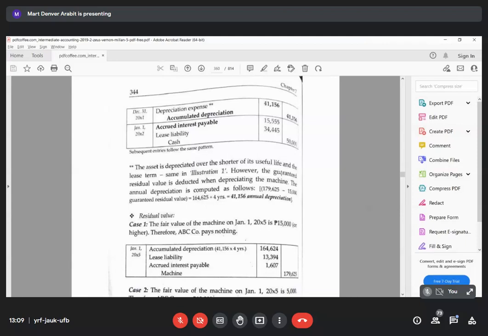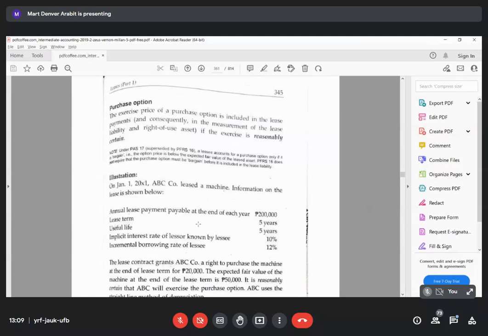Okay, so let's continue. Purchase option. So, the exercise of a purchase option is included in the lease payments and consequently in the measurement of the lease liability and ROU asset if the exercise is reasonably certain. So, let's have an example.